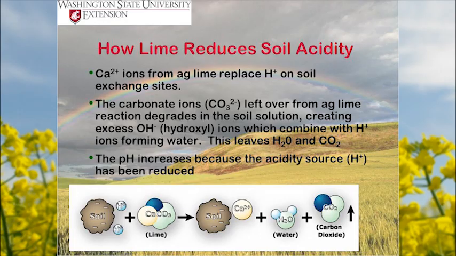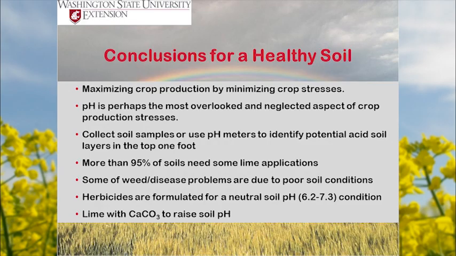So to conclude this, we need a healthy soil to maximize our crop production. We're probably leaving some yield on the table that we're not getting the use out of. And pH is probably the most overlooked and neglected aspect of crop production. So you can read the rest of them there. I'll not go into any more of them. Most of our soils need some lime application, and lime is about the only thing that we can fix it with. So with that, I'll quit.